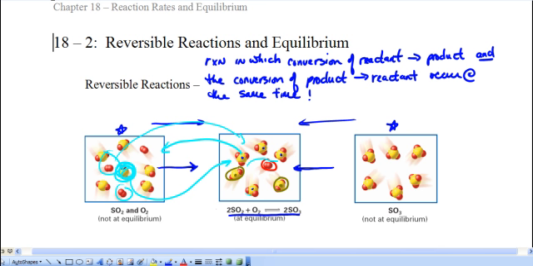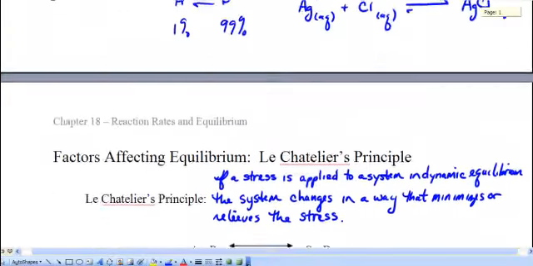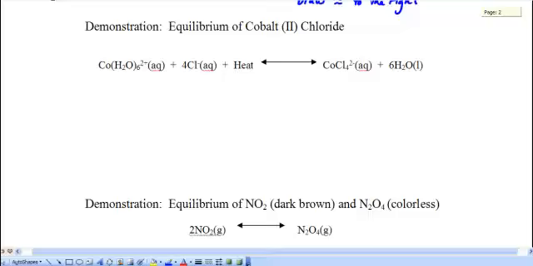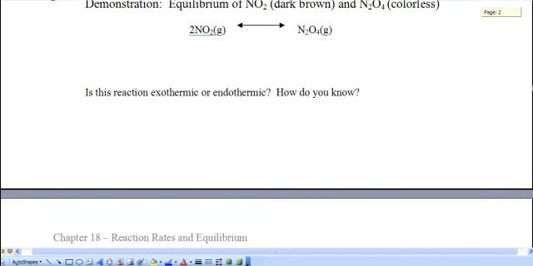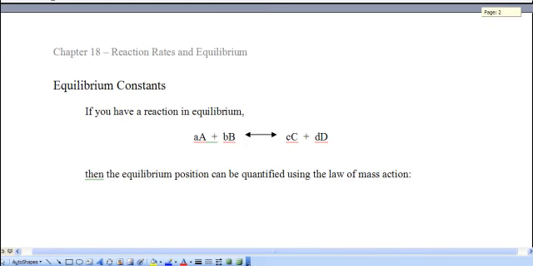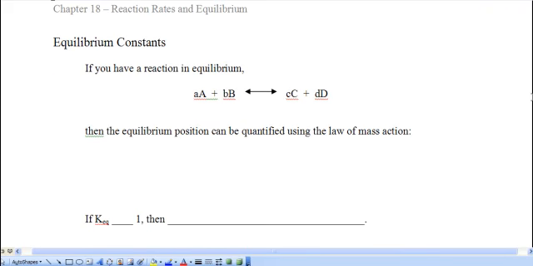It's just that they're both happening at the same time, so from a distance, from the macroscopic level, we cannot see anything actually happening. And so if we scroll down here, we've talked about Le Chatelier's principle. We will be going over these two examples, the cobalt chloride and the NO2 example, in class. What we want to do now is try to quantify how far reactions move to the right or to the left. In the middle of the last section, we introduced you to the idea that reactions will either lie far to the right or far to the left. Well, we can quantify how far to the right or left they go, and you use what's called an equilibrium constant.